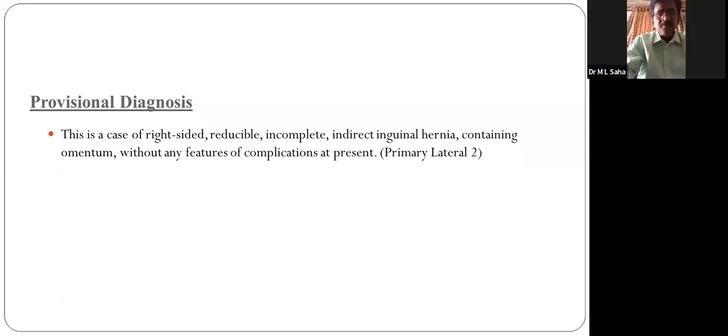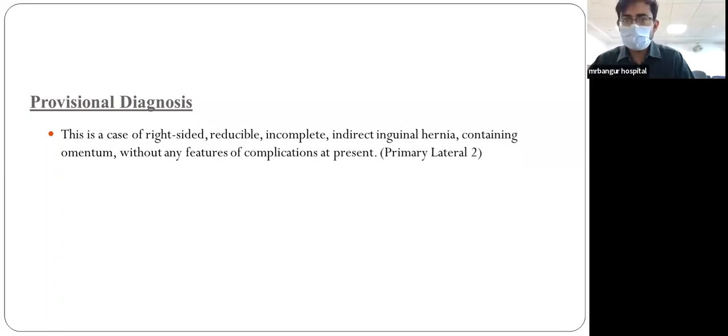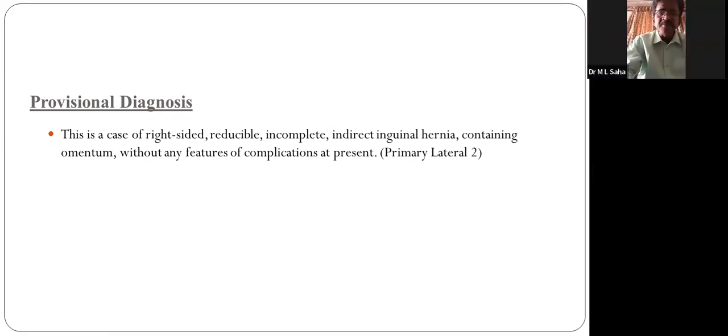So what are the different laparoscopic techniques for hernia repair? Sir, the TAPP and the TEP, sir: total extraperitoneal repair, and the transabdominal preperitoneal repair. What is the basic difference in this approach?